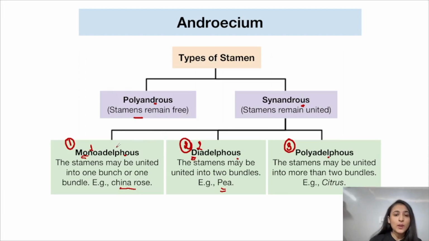Now in polyadelphous condition, the stamens can be united into more than two bundles. We studied one bundle, two bundles, and then more than two bundles. No matter the number of bundles that are present, we would call the condition polyadelphous. So whenever more than two bundles are present, be it 3, 4, 5 or 6, such condition would be known as polyadelphous condition. An example of polyadelphous condition is seen in citrus.